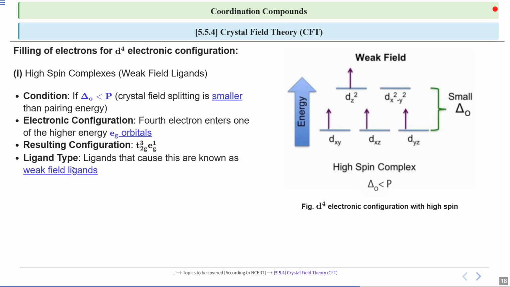What is the ligand type? Ligands that cause this high spin complex are known as weak field ligands. Due to the presence of weak field ligands, the pairing energy is going to be greater than the crystal field splitting energy, due to which the fourth electron is going to occupy the higher energy EG orbital.